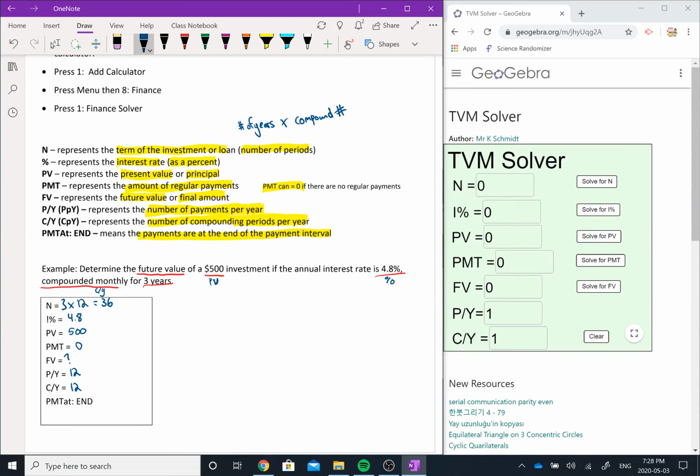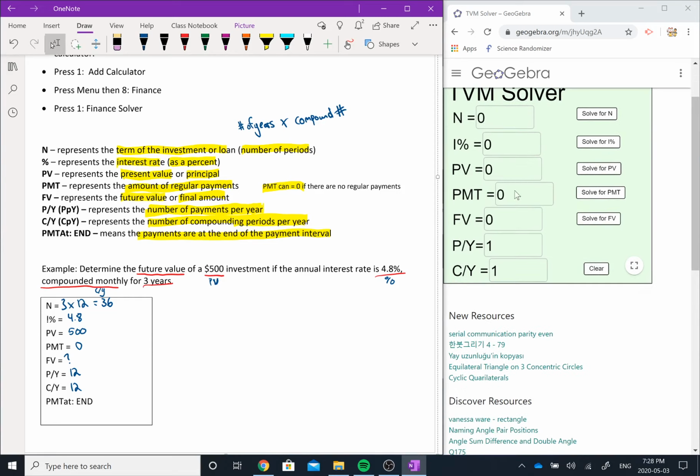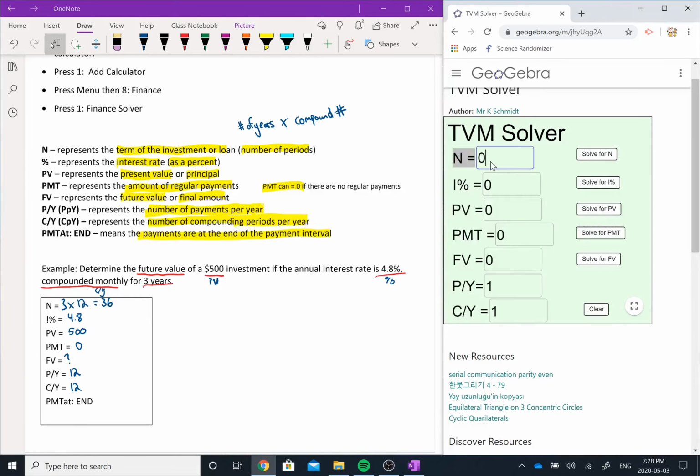And the PMT at the end, we're going to leave it at that, but on our online graphing calculator, we don't need to worry about that. So we have all of our information. Now we need to be able to use the TVM solver. So we're just going to go to our TVM solver and enter in our information. So N is 36, I is 4.8, or this percent is 4.8.